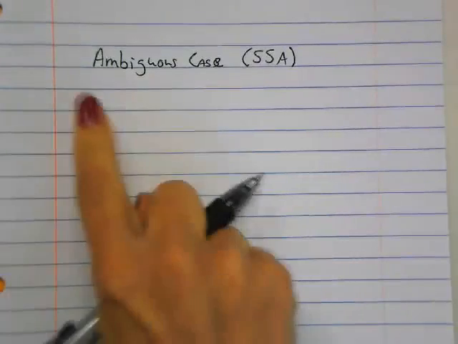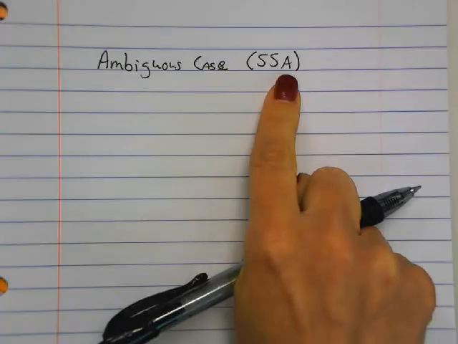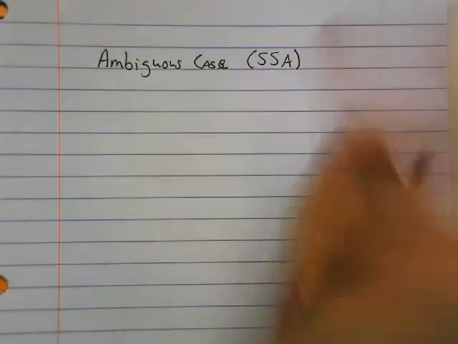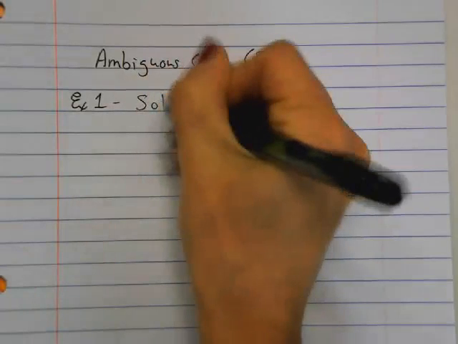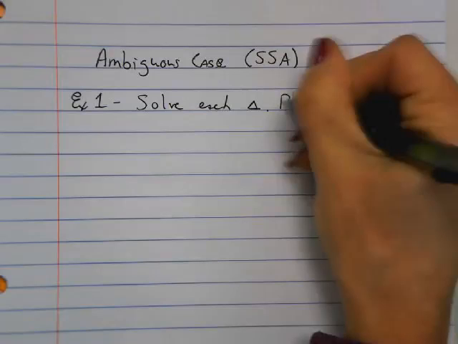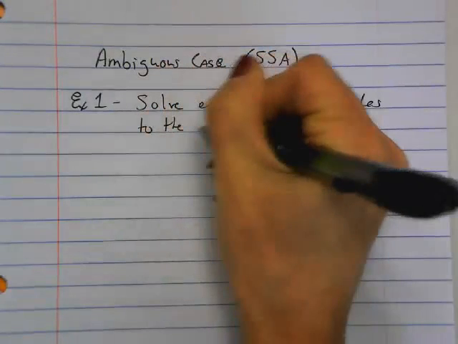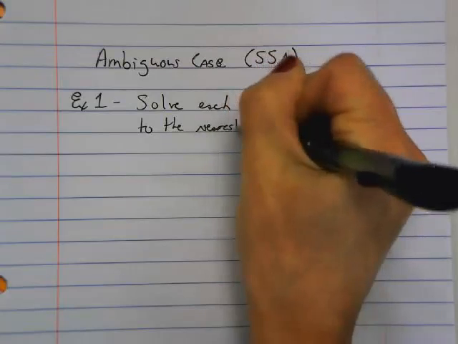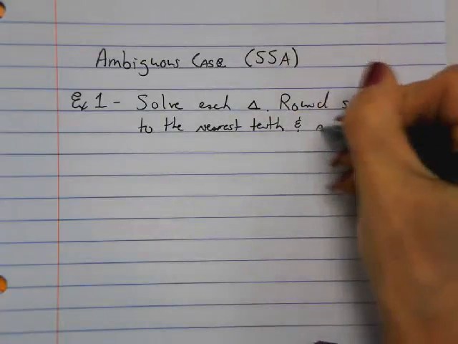What can happen when I give you two sides and an angle? It can set up to where you have one triangle, two triangles, or no triangles. Alright, so let's start off with example 1. Solve each triangle. Round sides to the nearest tenth and angles to the nearest degree.